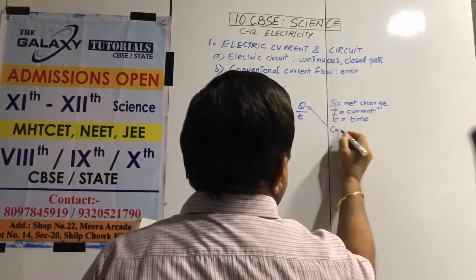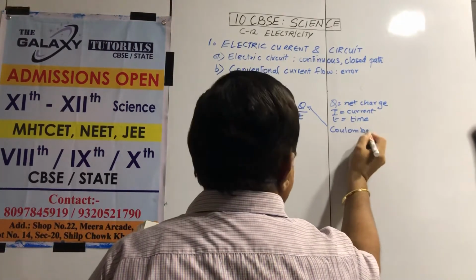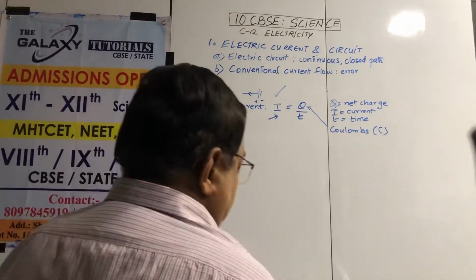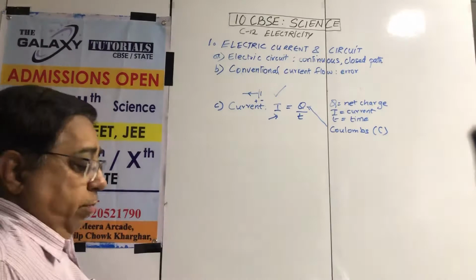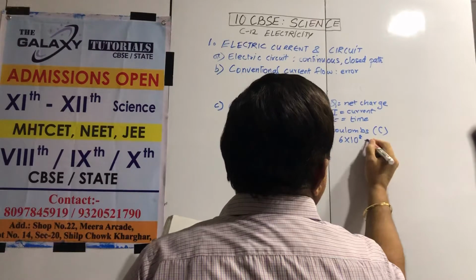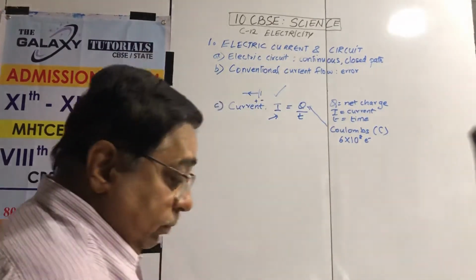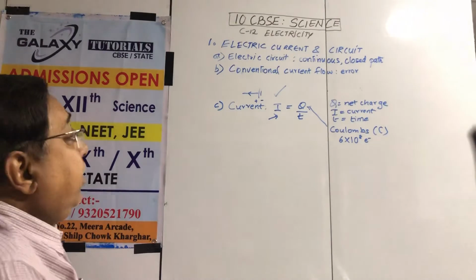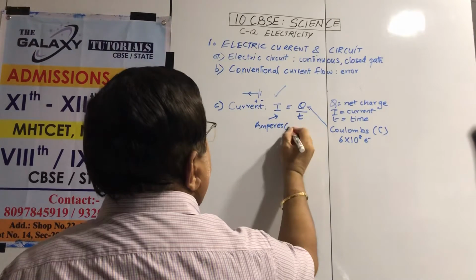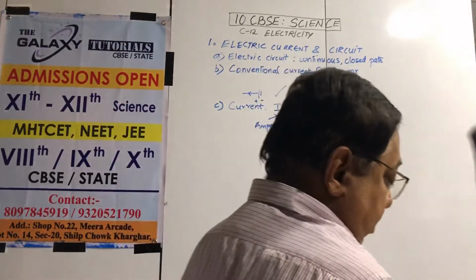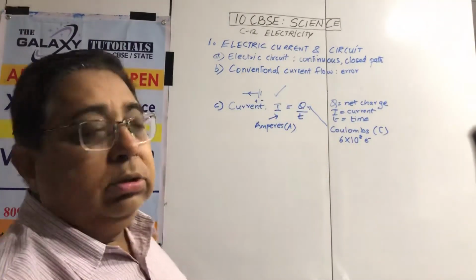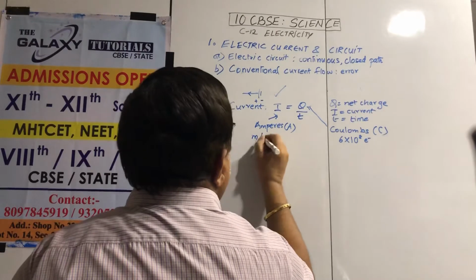Q is measured in coulombs, C. Okay, and it tells us that 1 coulomb is normally 6 into 10 raised to 18 electrons. Then current is shown by amperes. We write A. Okay, and when the current is very small, for example, a watch or a mobile, we call it milliamperes.